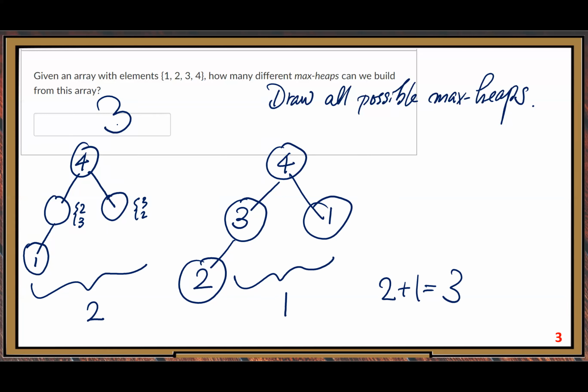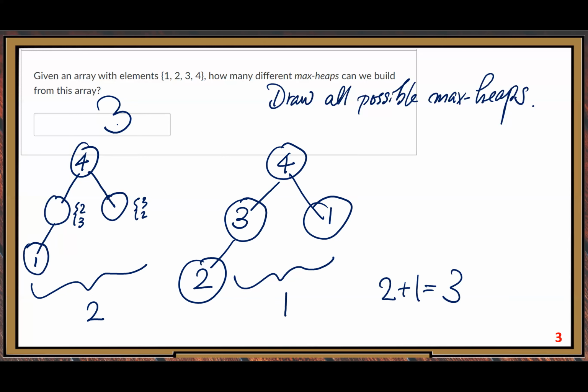You need to be familiar with the structure of max heap. That is the reason I can let you do this type of question, because there are only 4 elements. Not too many. If too many, nobody can do it. Too many possibilities. 5 possible, not too hard.